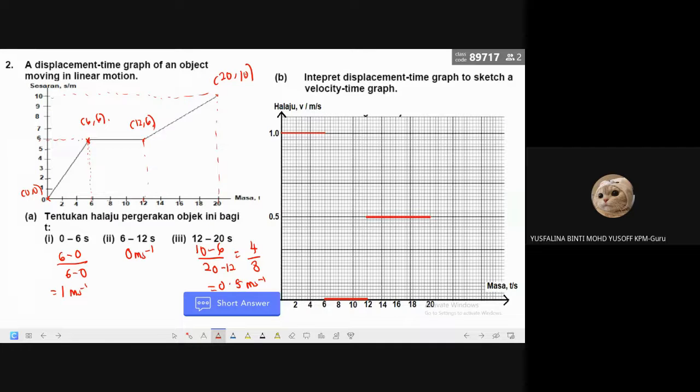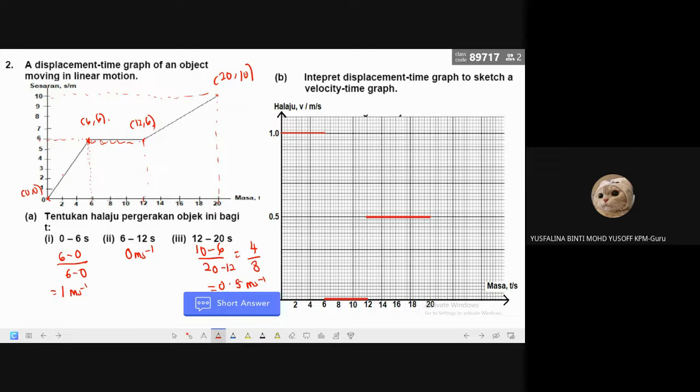This one, you cannot find the gradient. How do you want to find the gradient here? You cannot draw the line, and there's no possibility for you to draw the triangle here. So in any straight horizontal line, the gradient is 0. So the gradient 0 means the velocity is also 0, because the gradient represents the velocity.